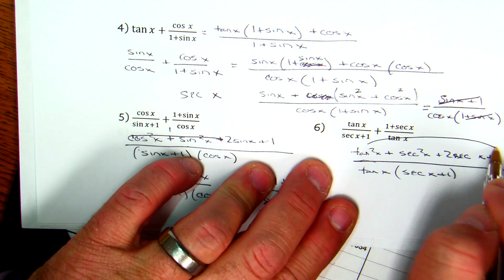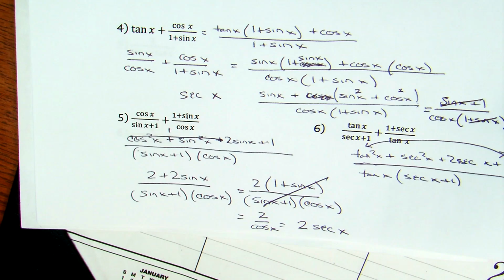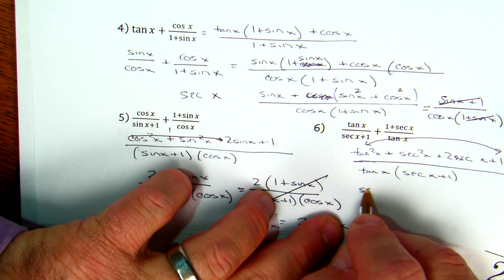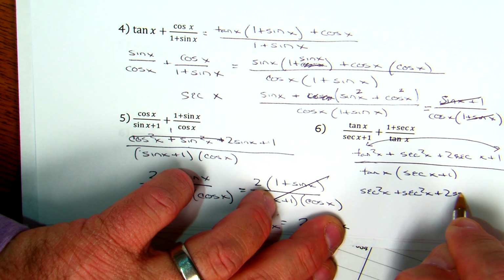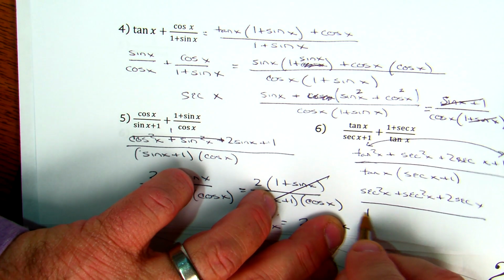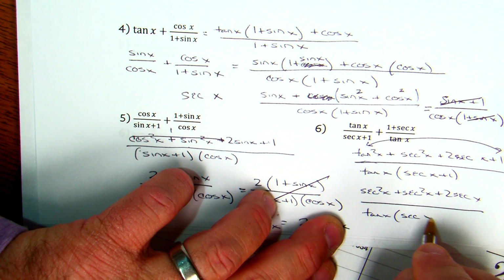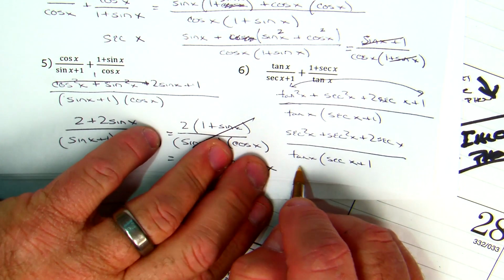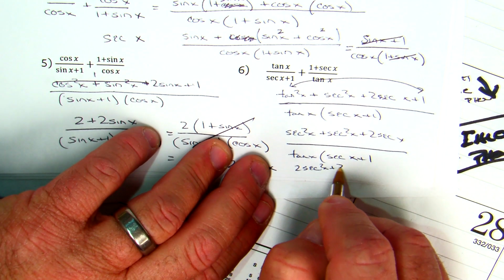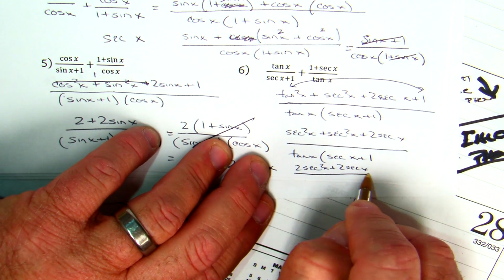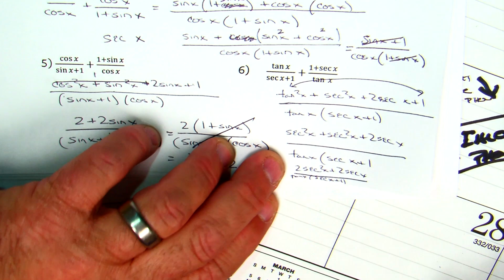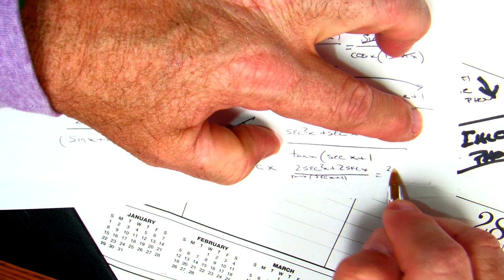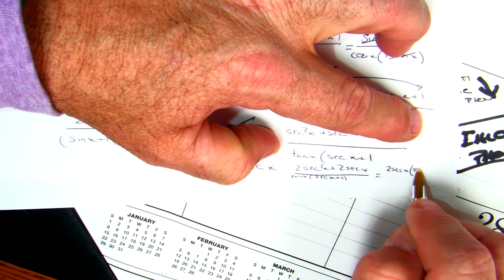I'm going to put together these two, because that's an identity. 1 plus tangent squared x is secant squared x. So I got secant squared x plus secant squared x plus 2 secant x over tangent x, secant x plus 1. This becomes 2 secant squared x plus 2 secant x over tangent x, secant x plus 1. Pull out the 2 secant x, and I got secant x plus 1.